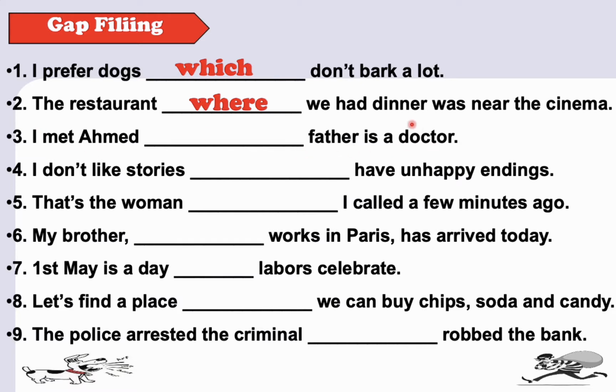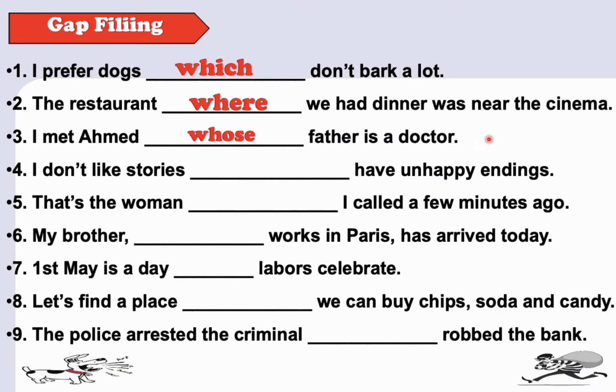I met Ahmed, whose father is a doctor. Pay attention here. Are we going to use who? No. Why? Because father is a noun and who is followed by a verb. We are going to use whose, very good, because we are talking about the father of Ahmed. We are talking about possession.